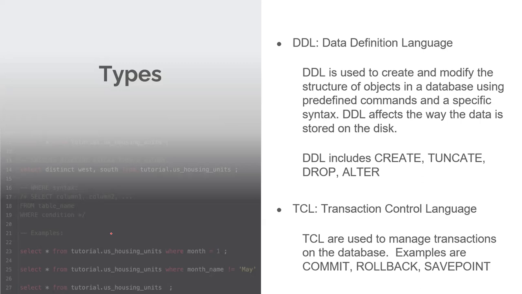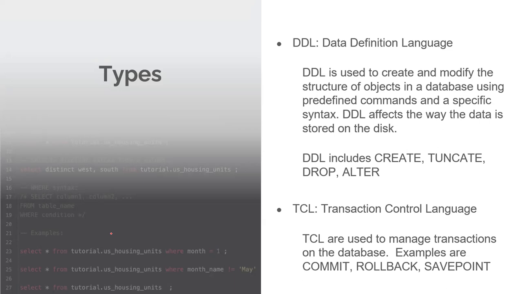DDL is used to create and modify the structure of objects in a database using a predefined command and a specific syntax. DDL affects the way the data is stored on the disk. So DDL includes create, truncate, drop, alter. For example, create can be used to create a function, a table, or a procedure.